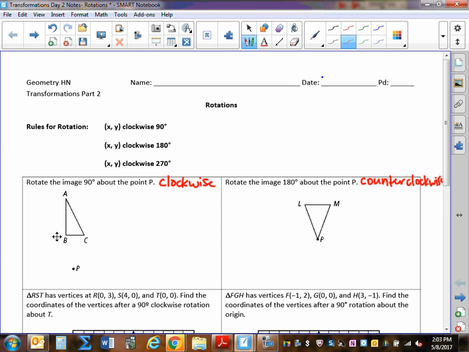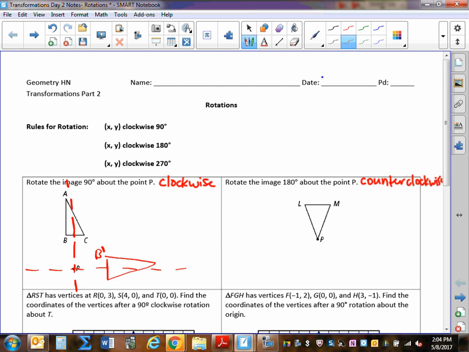Now, this first one I told you to do as clockwise. It says rotate the image 90 degrees about point P. So I should be expecting to see this triangle flip down. Now you can kind of think of P as your origin, if you would. So my triangle here should flip down like that. And since it goes through the triangle, my triangle should go through kind of this horizontal line here. So approximately it would look something like this.